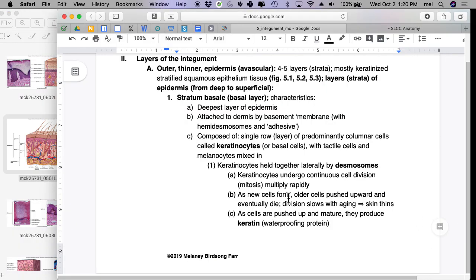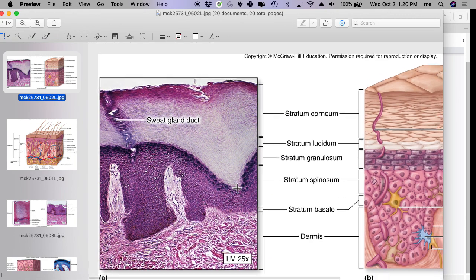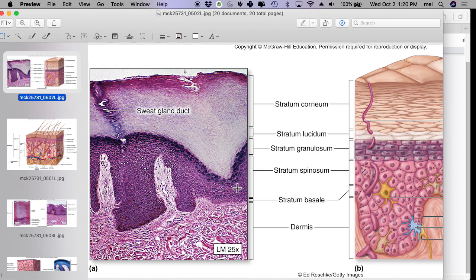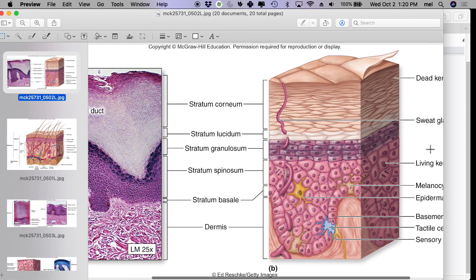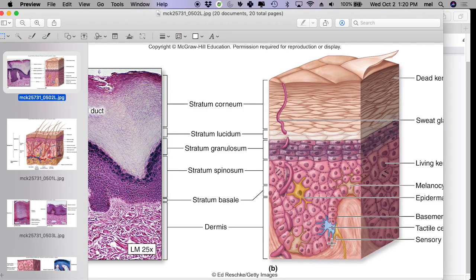Still pretty thin. And so you've got the outer, thinner epidermis, and you already told me what kind of tissue it was made of. It is made of keratinized stratified squamous epithelium, right? With greater and lesser amounts of the keratin layer on the top, or the stratum corneum. And it is made from the bottom, so the newest cells are at the bottom and the oldest cells are at the top. And we're going to talk about that as we go through today.